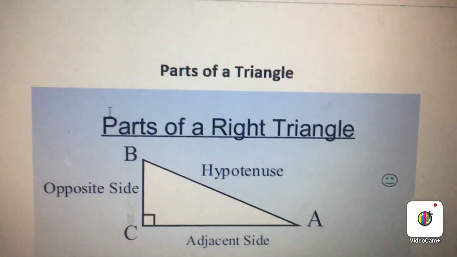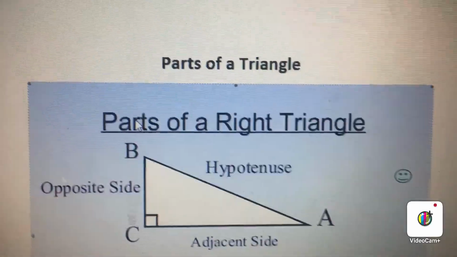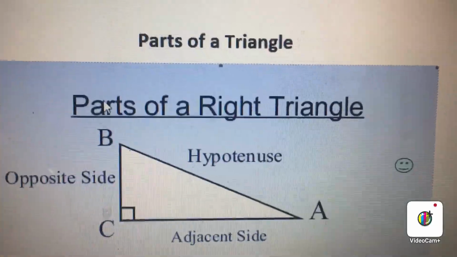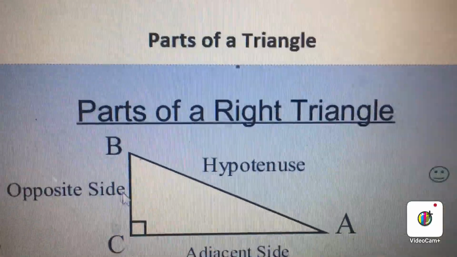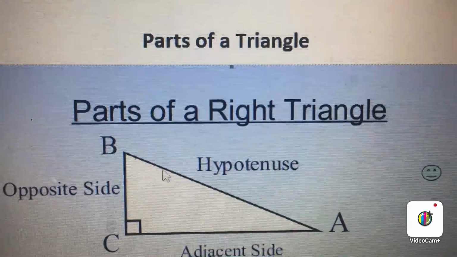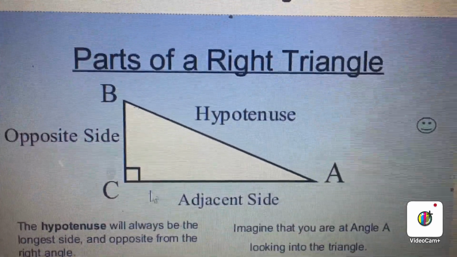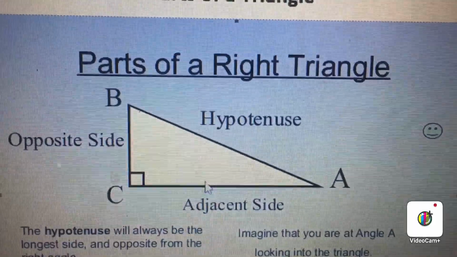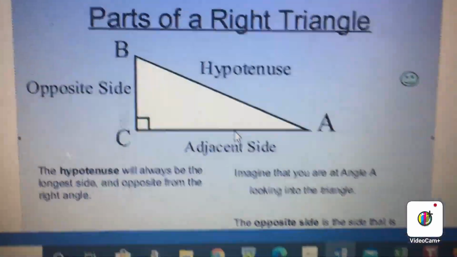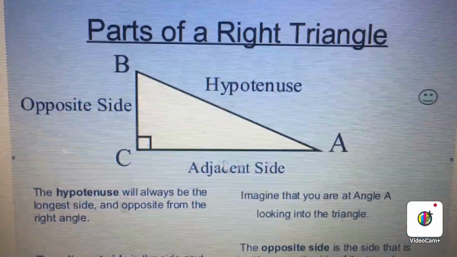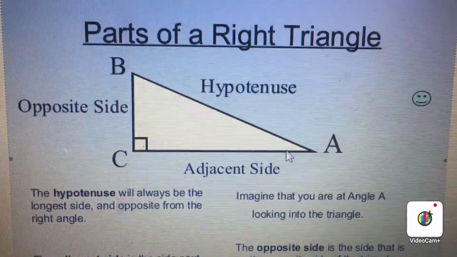Next thing we look at is the parts of a triangle. Look at this triangle. It has the opposite side. The longest side we call the hypotenuse. Then it also has the adjacent side, which is the side that is next to this angle here, angle A.